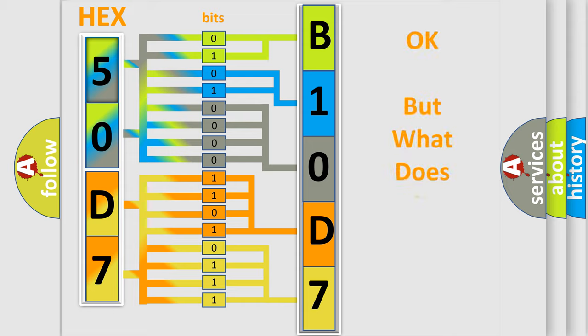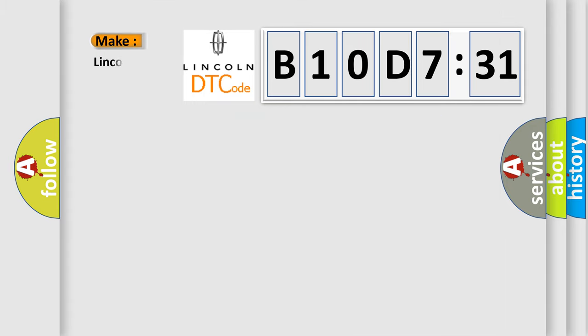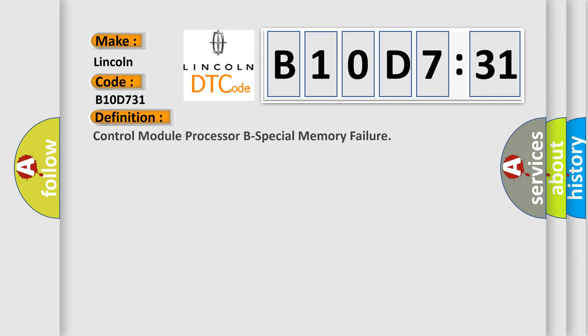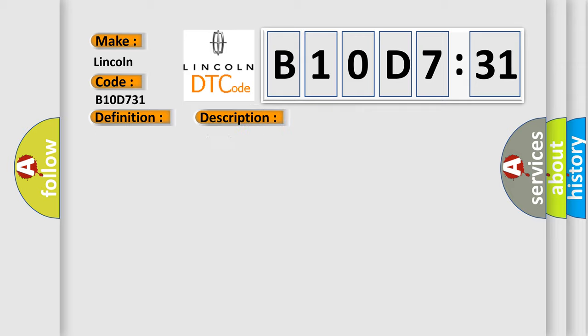The number itself does not make sense to us if we cannot assign information about what it actually expresses. So, what does the diagnostic trouble code B10D731 interpret specifically for Lincoln car manufacturers? The basic definition is: control module processor B special memory failure. And now this is a short description of this DTC code.